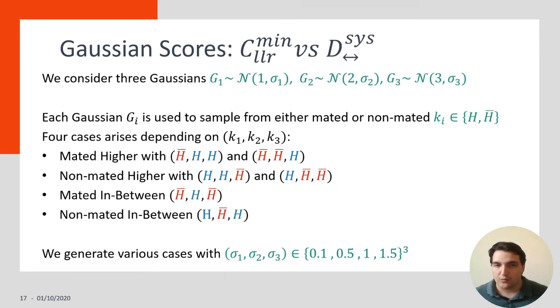So we have 3 Gaussians with means 1, 2, and 3. And then we're going to assign to each Gaussian also a label, mated or non-mated. Then we're going to sample from those Gaussians to get the list of scores. With these different settings of label, we have different cases. So either the mated scores are higher or the non-mated scores are higher, and cases where the scores are in between each other. We generate various cases with different standard deviations in order to have a multitude of examples.